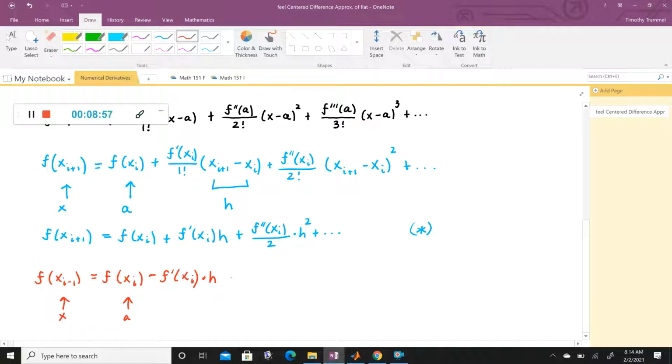And then on to the next one, we're going to have plus f double prime of x sub i over 2 factorial, or how about just 2. And in this part here, where again we'll have x sub i minus 1 minus x sub i, we'll end up getting a negative h, but then when we square it, that's going to give us positive h squared. And so here's the two formulas that we need.